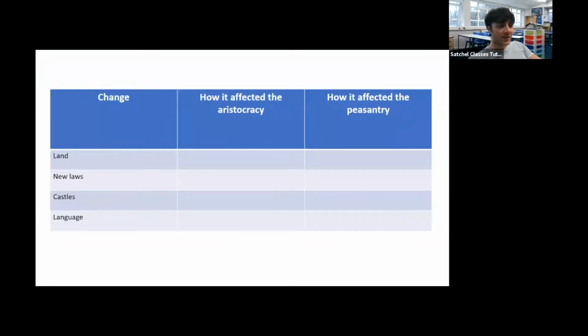So we're going to get into some of the details now, but before we do, I would like you to pause the video here and copy out this table. As we go through the lesson, we're going to fill out each row of this table in terms of looking at a different type of change, how it affected the aristocracy, the social elites, and then how it affected the ordinary person, the peasantry. We're going to begin with the land. So pause the video here, copy it out for yourself, and when you are ready, we will move on.